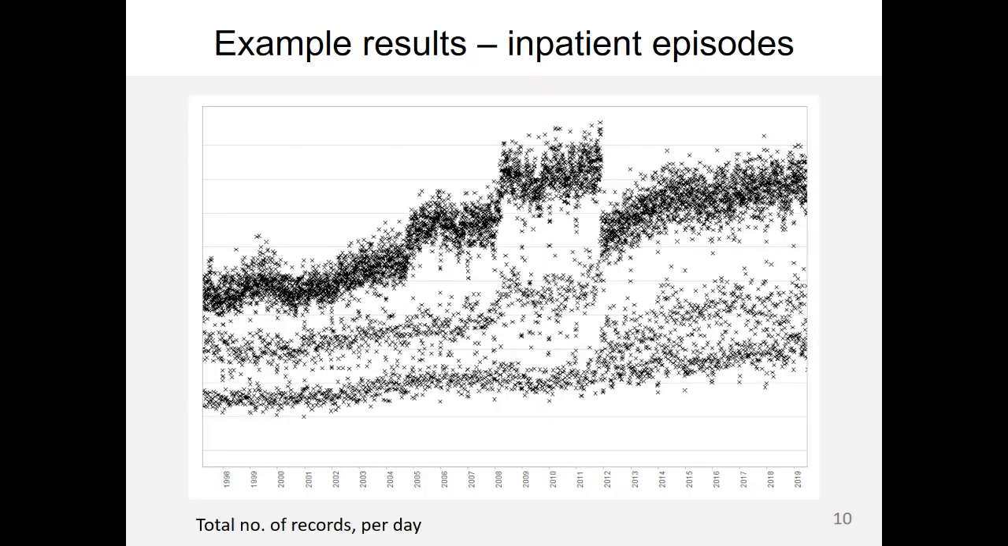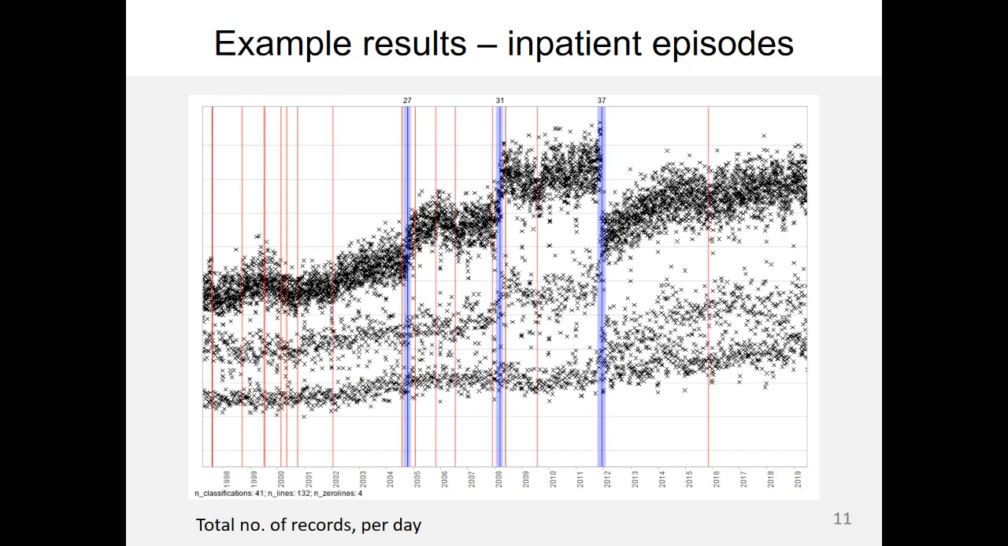What sort of results did I get from it? Here's an example of one of the graphs. This was the total number of inpatient records per day. You can take a look at this and imagine where you would have drawn lines. Where do you think there's suspicious behavior in the data? And then this is what the volunteers found.